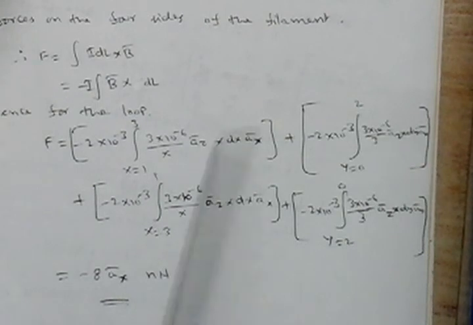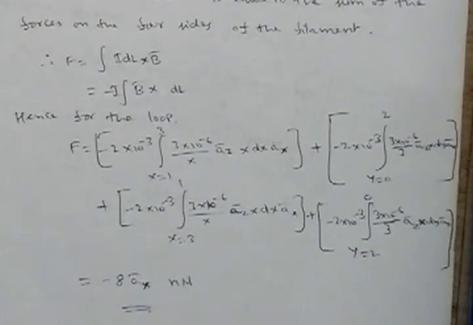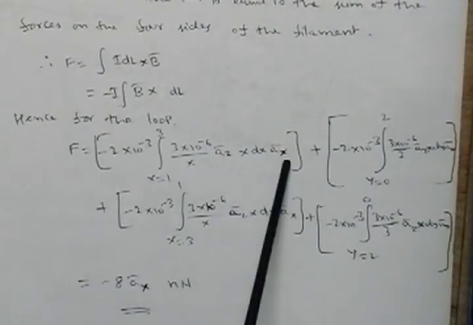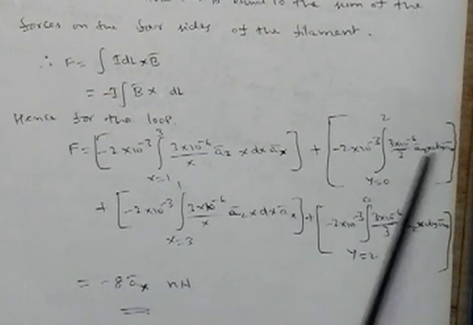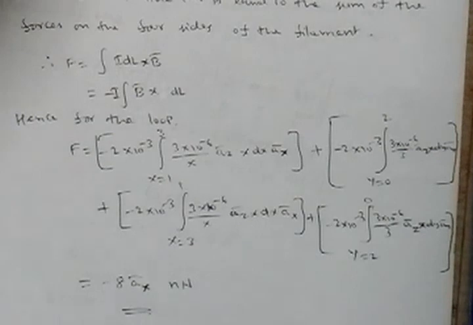There is no need to take the cross product for each and every term; it is a very lengthy process. By knowing the simple formulas, AZ bar cross AX bar is AY bar, and AZ bar cross AY bar is minus AX bar. Directly substitute and get the answer for this problem. This is about the force for the given loop.